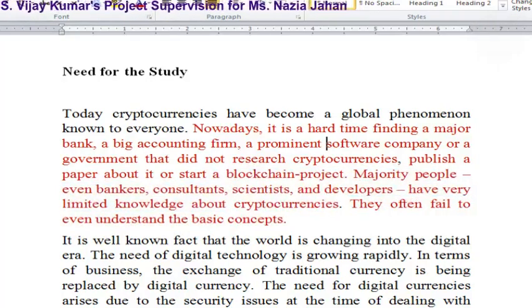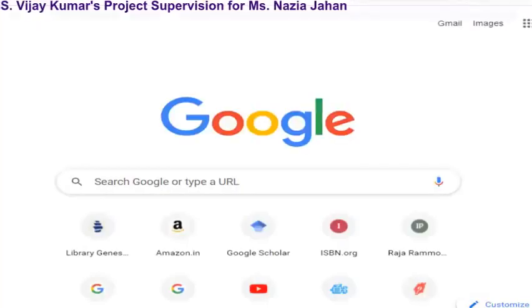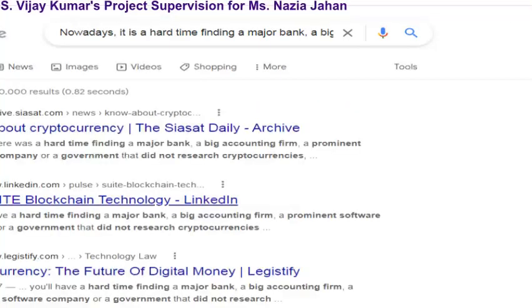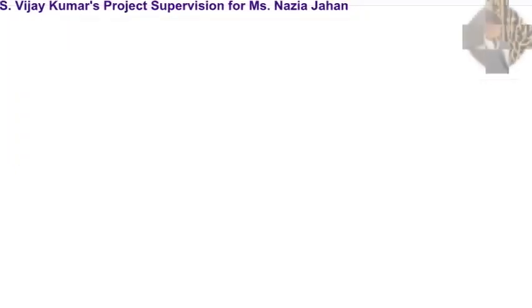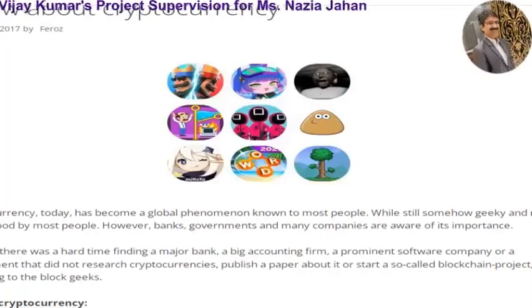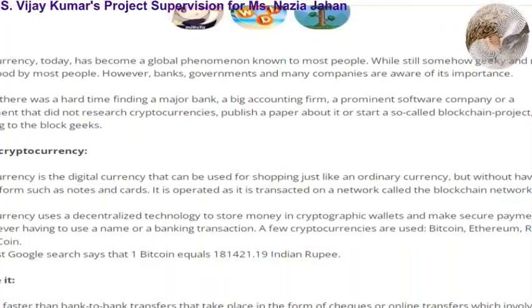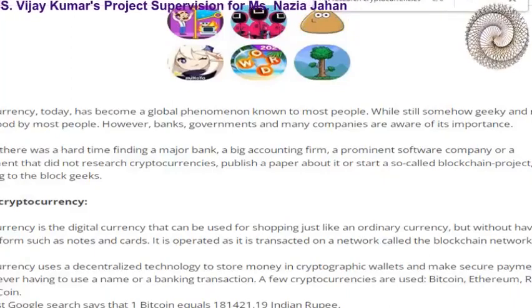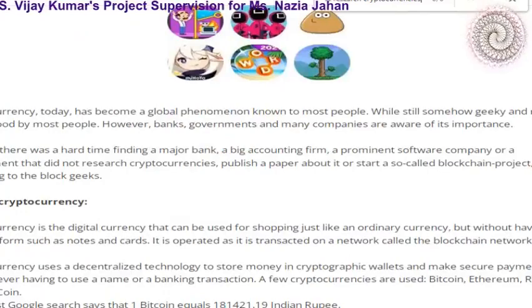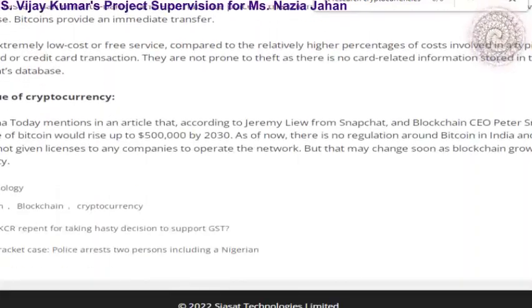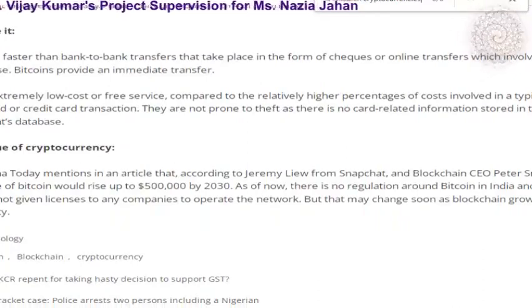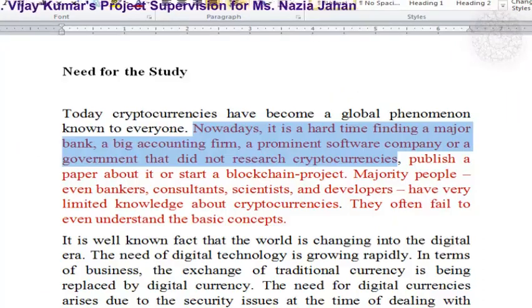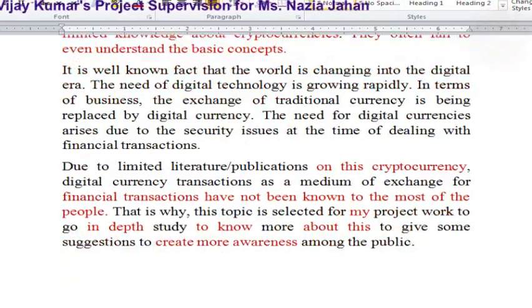If it's your own sentence, we can appreciate. Okay? So, found a major bank. Where it is copied from, shall I show? Yeah? Shall I show? Here it is drawn from Siyasat. So you have to write the source actually. So this is very particular information here. We have it anyway. We're not working more on that. So you remember all the links.